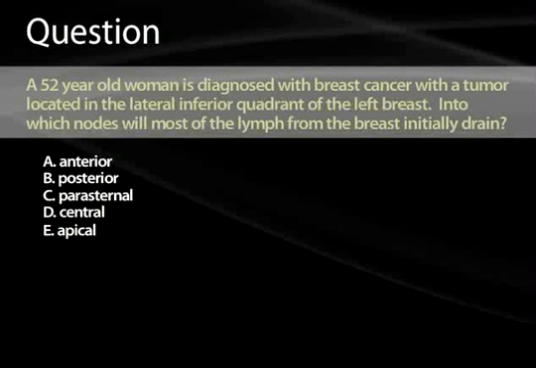The anterior nodes will be the sentinel nodes in most of the drainage of the breast, because 3/4 of that breast will drain there. The parasternals will drain the more medial components of the breast.